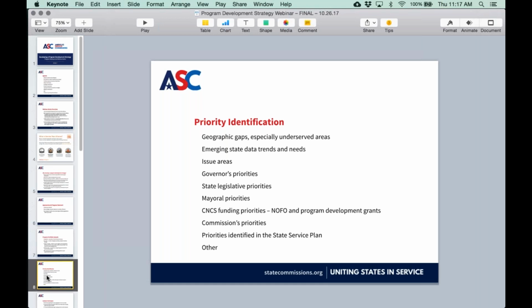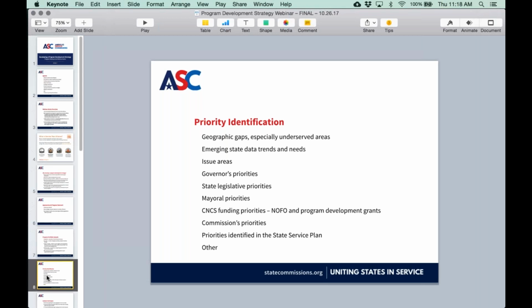The next one that we commonly hear about for commissions, and this is not surprising, is your governor's priorities. What is your governor really focused on? Are they focused on education? The environment? Economic development? Probably there's a mixture, right? But really understanding your governor's priorities and determining how national service could help align with and support some of them is really important. And often, once your governor is more familiar with the work of the commission and the funding sources, it's an opportunity to grow national service and volunteering within your state.